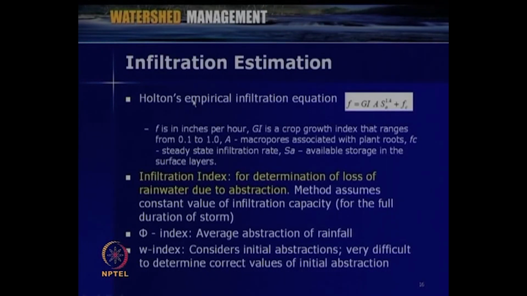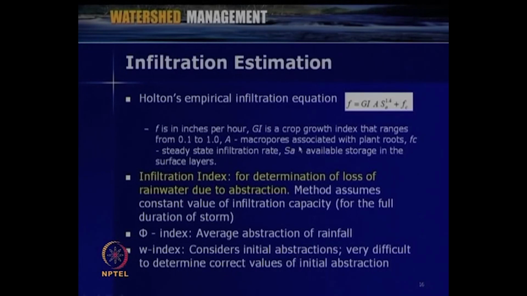And another infiltration equation is, here the equation is F = GIA S^1.4 + fc, where F is in inches per hour, GI is a crop growth index that ranges from 0.1 to 1.